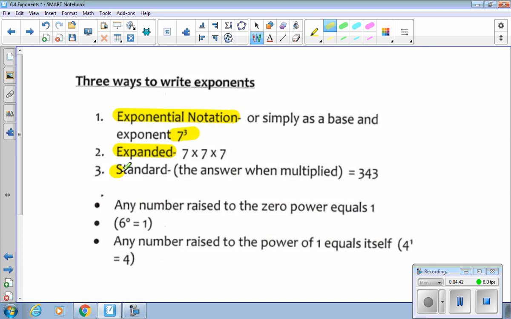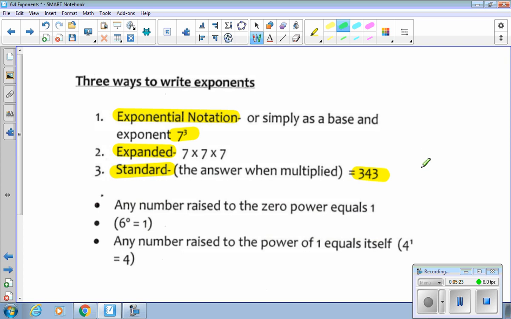The last form is the standard form, and this is just what the answer is when you actually multiply those numbers. So all it is taking 7 times 7 times 7, physically multiplying them, and you get 343 when you do that. Oftentimes you'll be expected to either practice writing all the forms or be able to give an example of at least one of the forms. So you're going to need to understand the differences. However, we're just getting into it, so we'll have a little bit of practice before we get there.